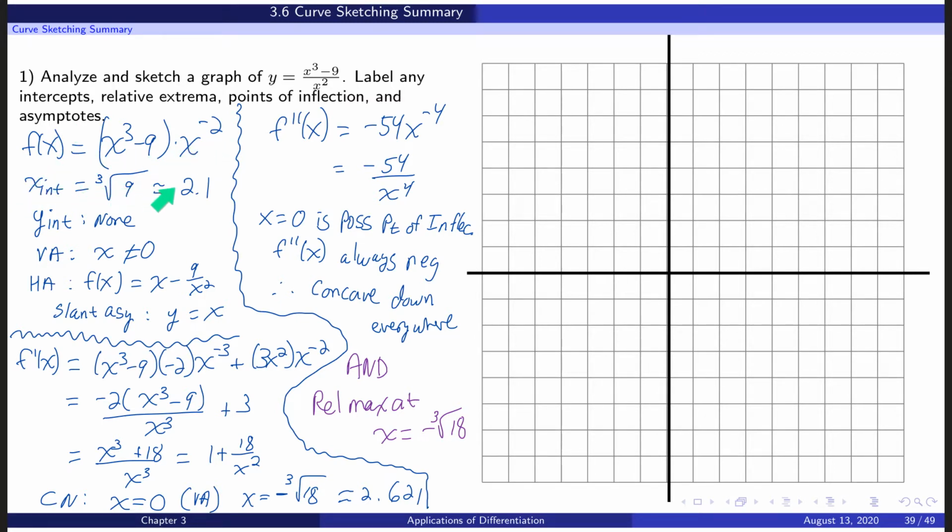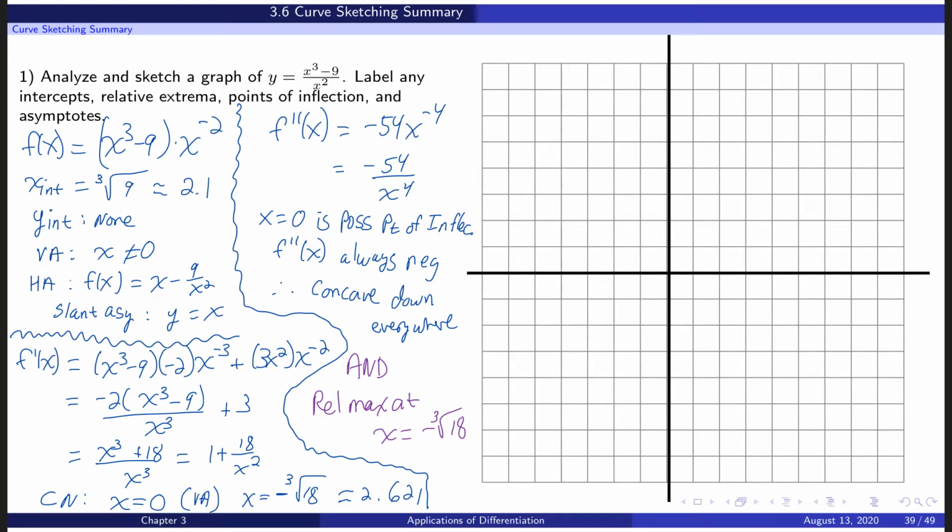The x-intercept, if you solve x cubed equals 9, you need the cube root of 9, which is roughly 2.1. There are no y-intercepts. The vertical asymptote, because this is in the denominator, you're not allowed to have x equal to 0. And the horizontal asymptote, if you look at this, it's going to be slant because the numerator is bigger than the denominator. If you divide everything through by x squared, you wind up with y equals x plus 9 over x. So your slant asymptote is going to look in the long run a lot like y equals x.